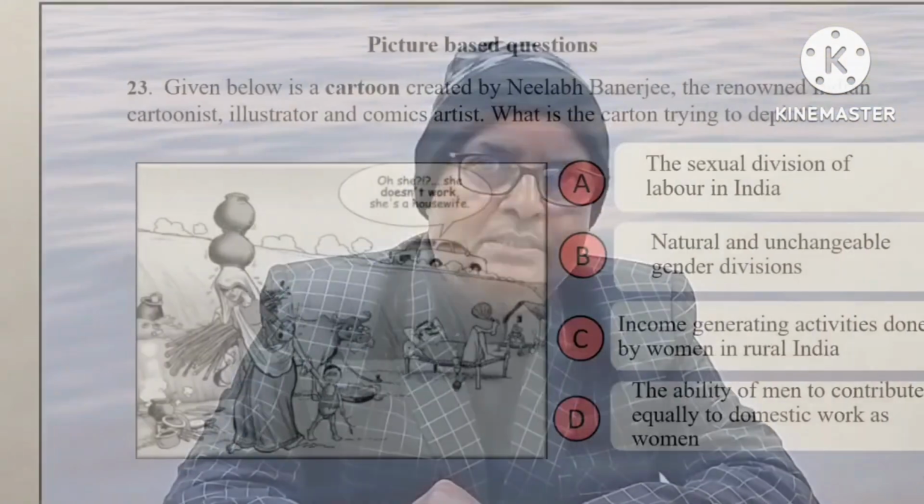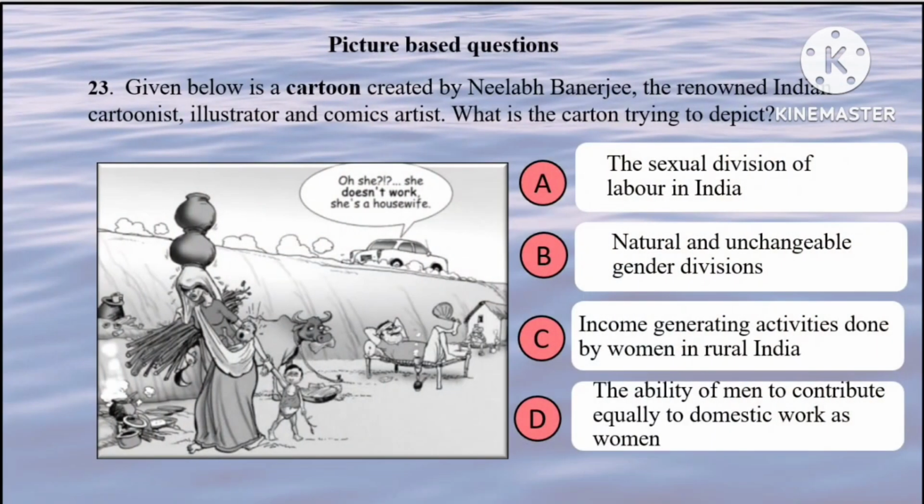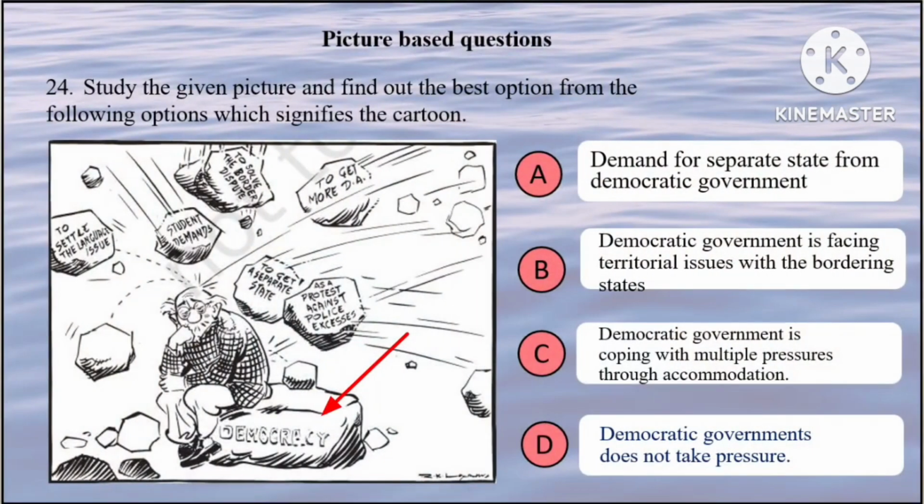Next, the man is lying comfortably on the cot while the woman looks like fetching water, collecting firewood and taking care of the child. So clear-cut case of sexual division of labor in India. So the correct option should be A. Look at the big stone written democracy. This gentleman sitting over it is running a democratic government and coping with multiple pressures through accommodation. So the correct option is C.